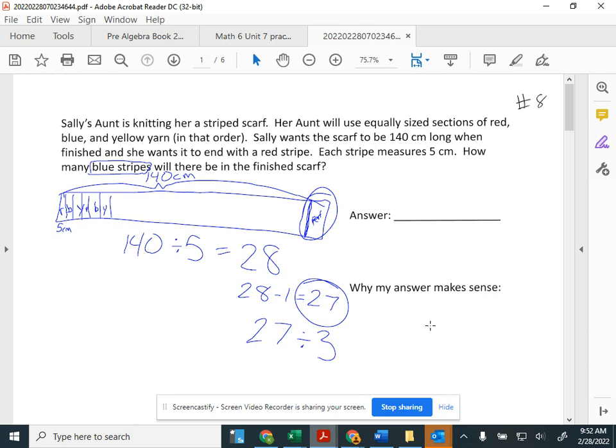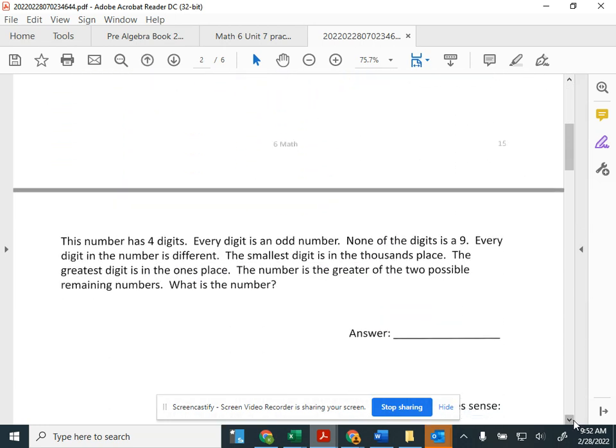Right, so that first page, we needed to find out how many sections there were. 140 divided by our 5 centimeters for each section. We found out there were 28 sections. Then we want to take off the start of the next pattern, so we subtracted that 1 from it. And then we divided up by the 3 colors that we have to find our answer of how many sections will be blue. Let's look at our next section.